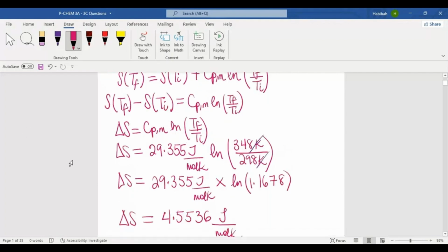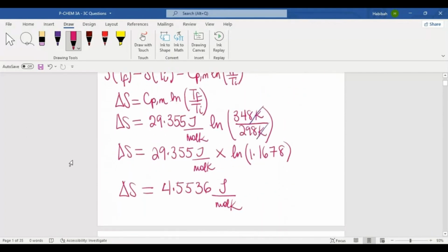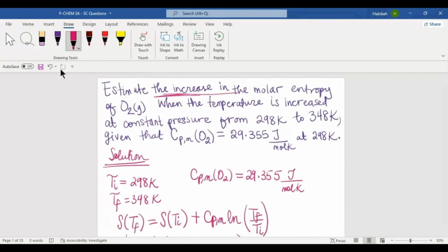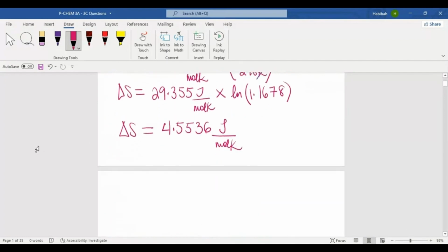Now, I wanted to mention that we've gotten our answer, thankfully, but we have to go back because we're dealing with chemistry. We have to see the lowest number of sig figs that we're given in order for us to pick this final answer. So we have three sig figs for 298, 348 also has three sig figs, and here it has five sig figs. So we're going to approximate our answer to three sig figs.